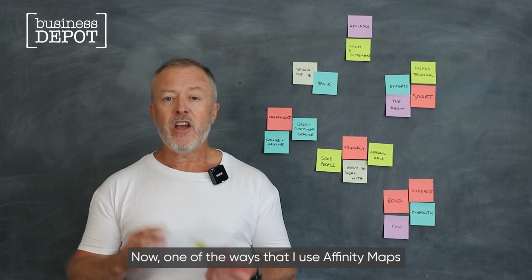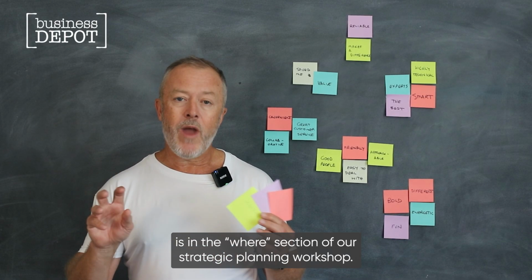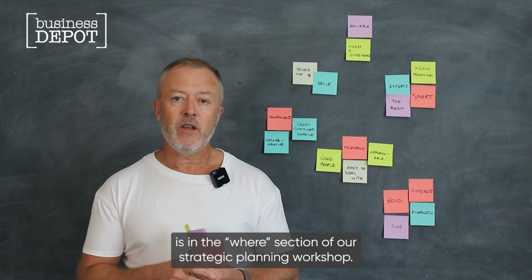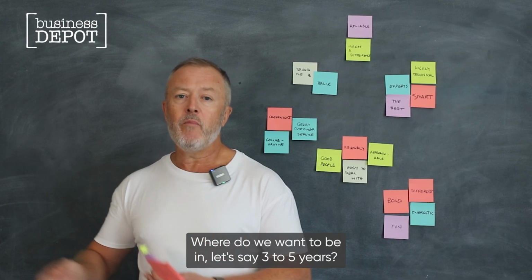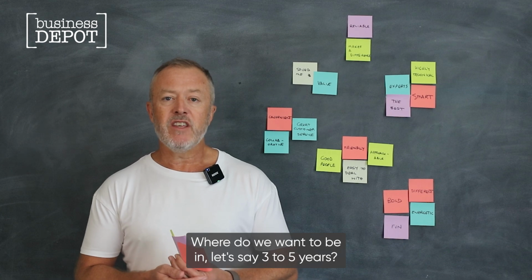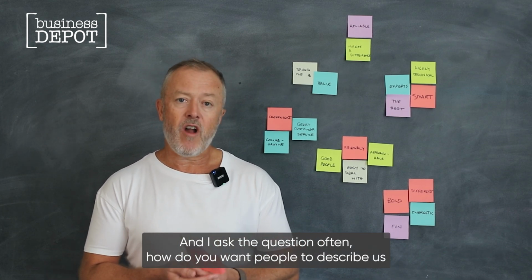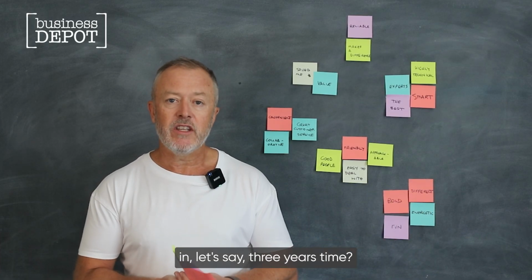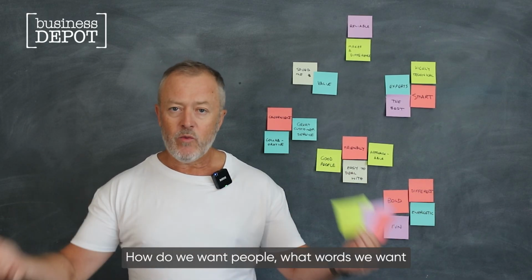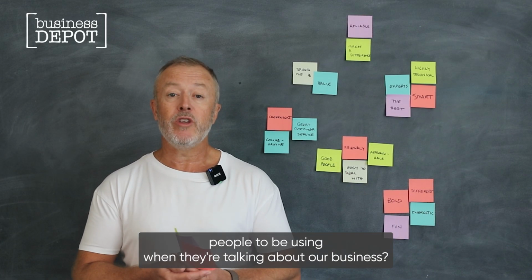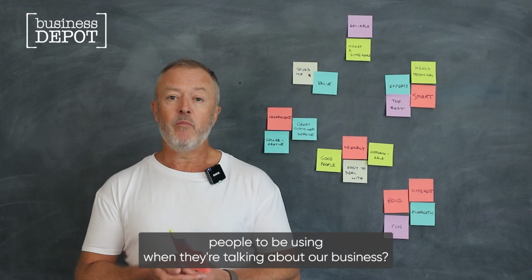Now, one of the ways that I use Affinity maps is in the where section of our strategic planning workshop. Where do we want to be in, let's say, 3 to 5 years? And I often ask the question, how do you want people to describe us in, let's say, 3 years' time? What words do we want people to be using when they're talking about our business?